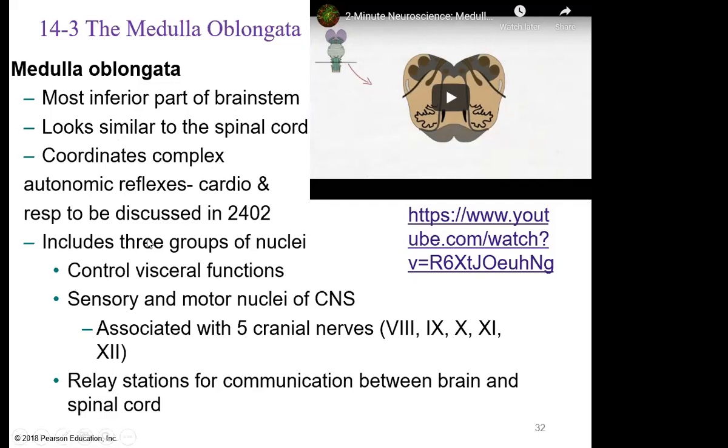So what I want you to know for 2401 is that there are 3 groups of nuclei within the medulla. They're going to help control visceral functions. What does visceral mean? Organs. We've got sensory and motor nuclei of cranial nerves associated with 5 of them. So what number is this? 8, good. 9, 10, 11, 12. And this is a relay station for communication between the brain and the spinal cord.